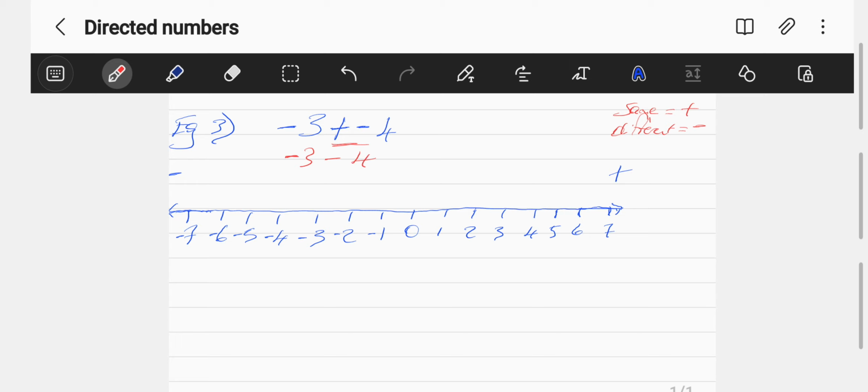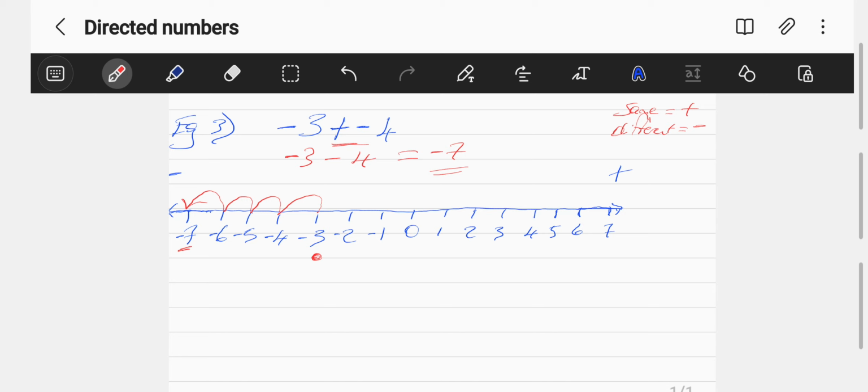So we identify where negative 3 is on our number line. Well, this is where negative 3 is. And then minus 4 or negative 4 means that we're going in the negative direction to the left. So we're going 4 spaces to the left. So let's count. 1, 2, 3, 4. That lands us at negative 7.